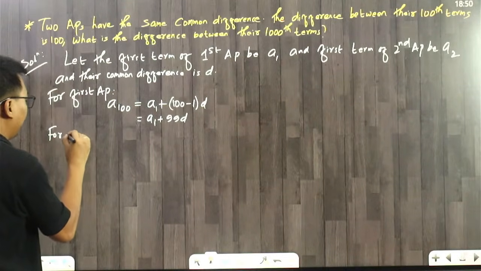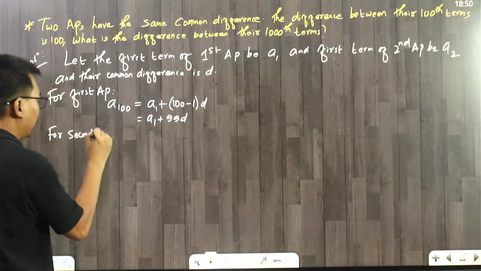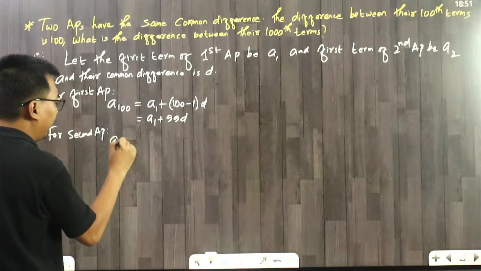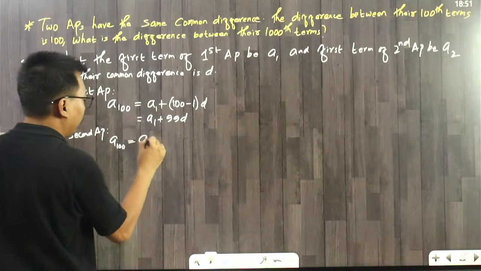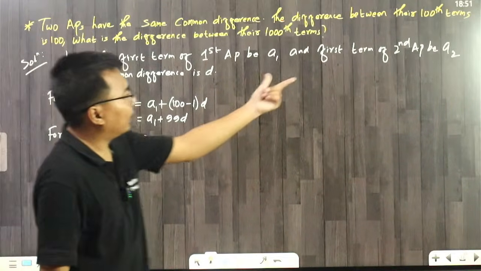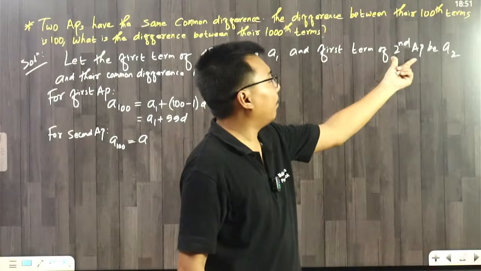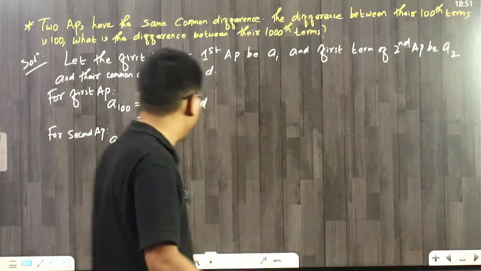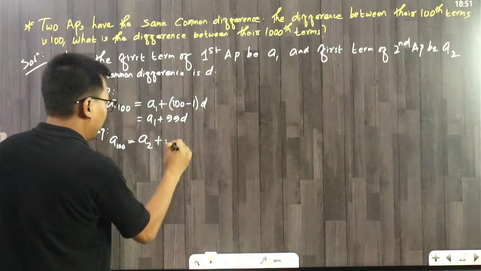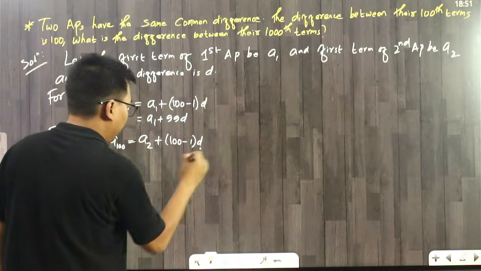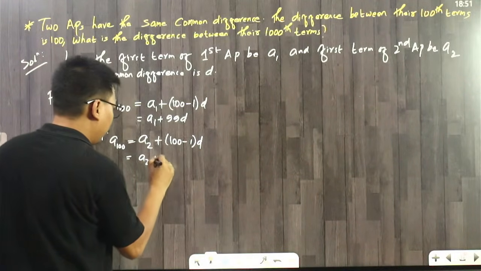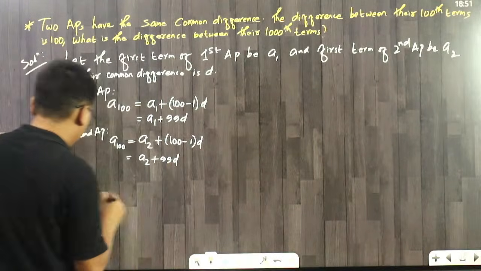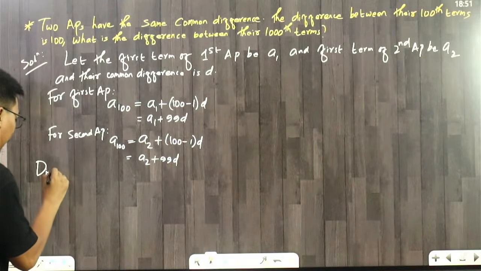For the second AP, what will be the 100th term? What is the first term for the second AP? The first term is A2, right? So first term plus (100 minus 1) D. So how much will we get? A2 plus 99D.